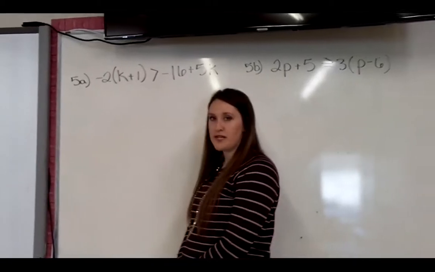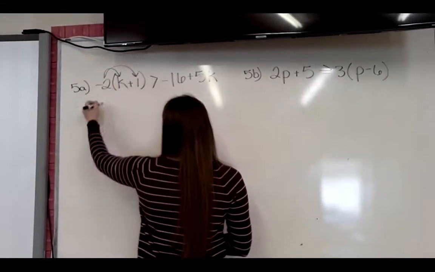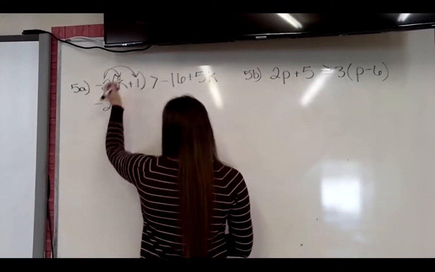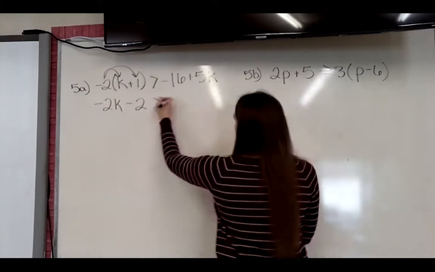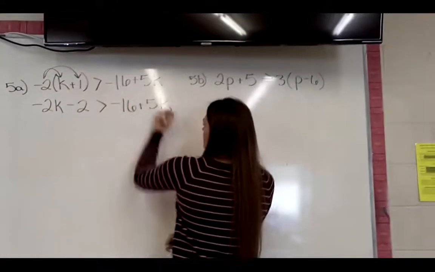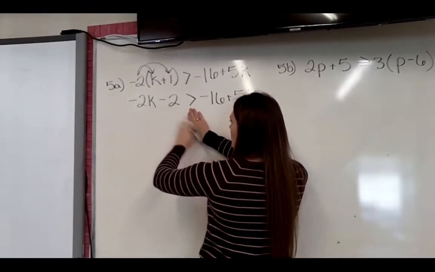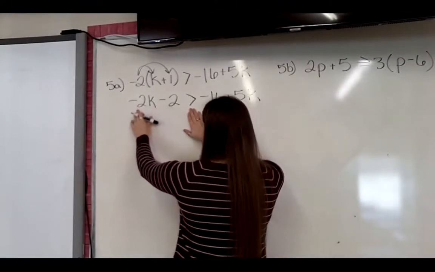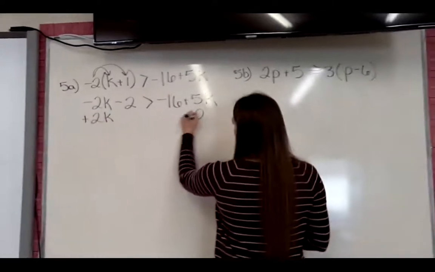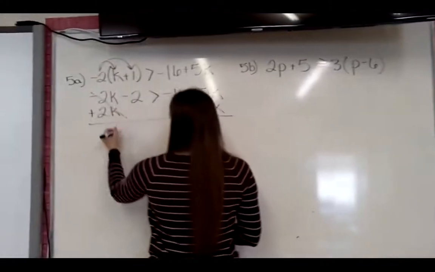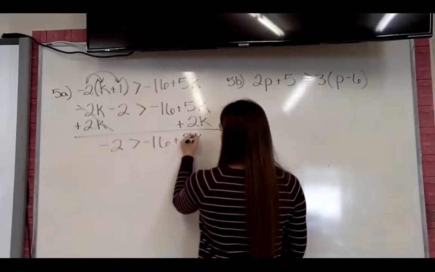In 5a, before we can start, we've got to get rid of these parentheses. So we distribute this negative 2. Negative 2 times k is negative 2k. Negative 2 times 1 is negative 2. So minus 2 is greater than negative 16 plus 5k. So I've got to get my k's together. They're on opposite sides of that inequality sign, so to move one across, we do the opposite to it. So this negative 2k, we could move the 5. I'm going to move this one to make it a little easier. I'm going to add it. I'm left with negative 2 is greater than negative 16 plus 7k.